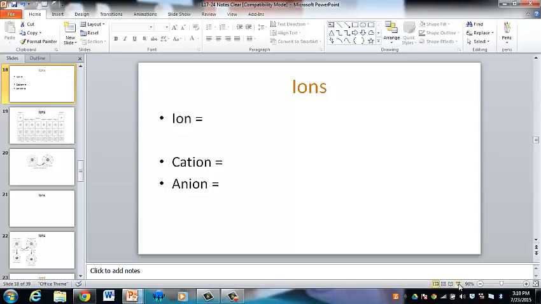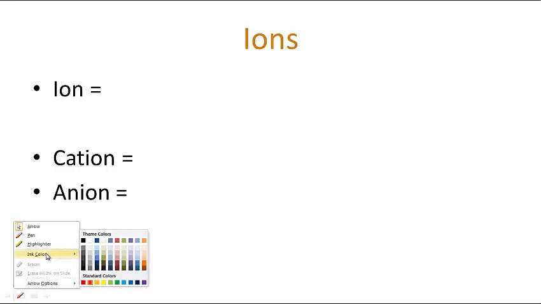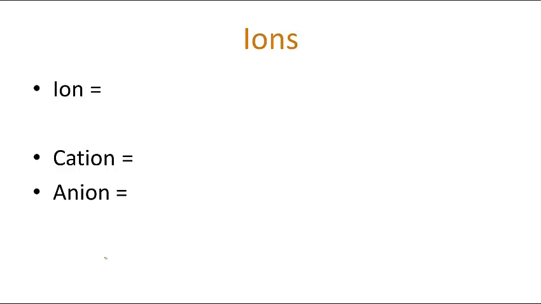Okay, so up till this point in the year, we've talked about atoms being neutral. And atoms being neutral means that they have the same number of protons and electrons. Protons being positive, electrons being negative.